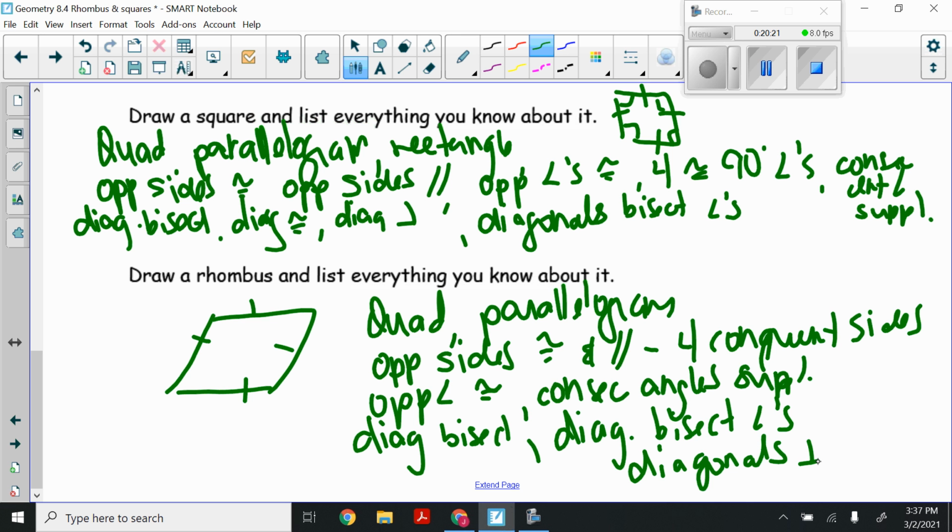All right, so those are our notes on properties of a rhombus and a square. That takes care of all of section 8.4. All that's left to learn about in this chapter are kites and trapezoids.